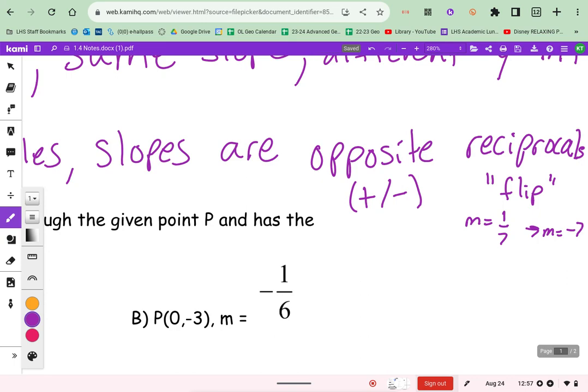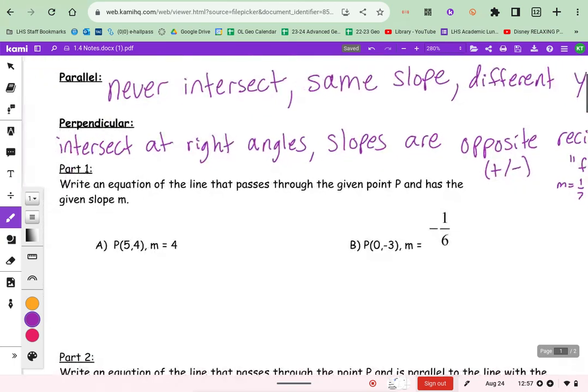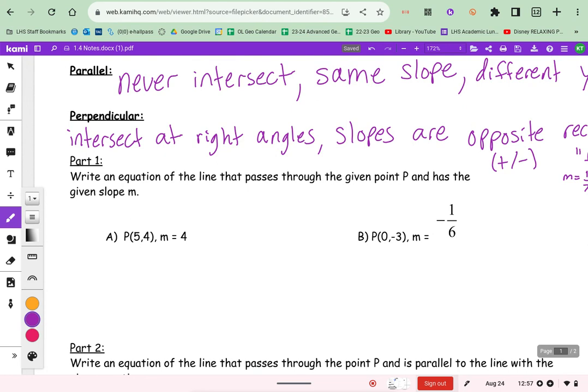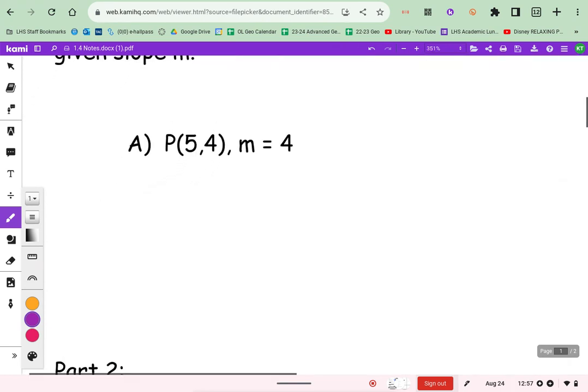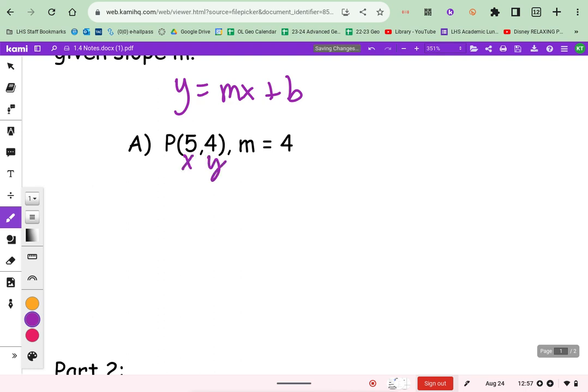All right, so first we're just going to practice writing the equation of a line with a specific point and slope. There's more than one way to do it, but I like to plug into y equals mx plus b and solve for the y-intercept. So in y equals mx plus b, which one is slope? M. Which one is y-intercept? B. Awesome. And our x and y come from our coordinate. So 5 is going to be x, 4 is going to be y.